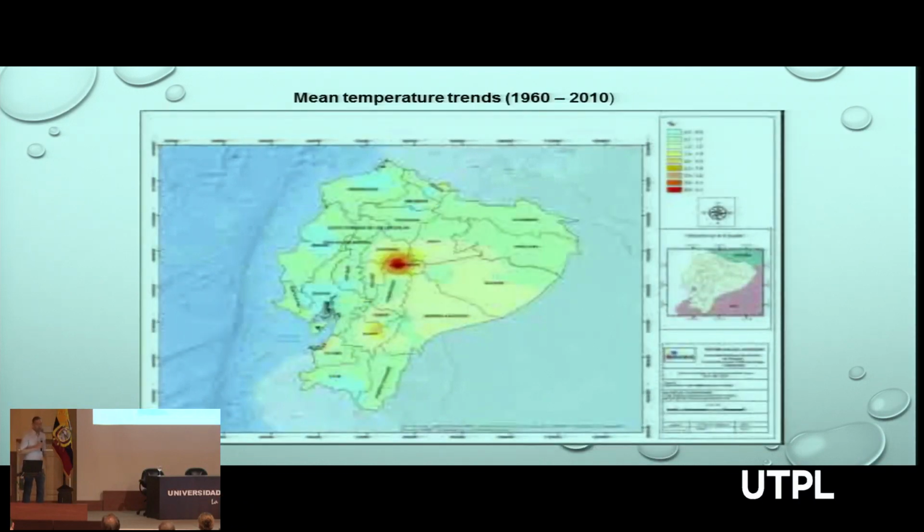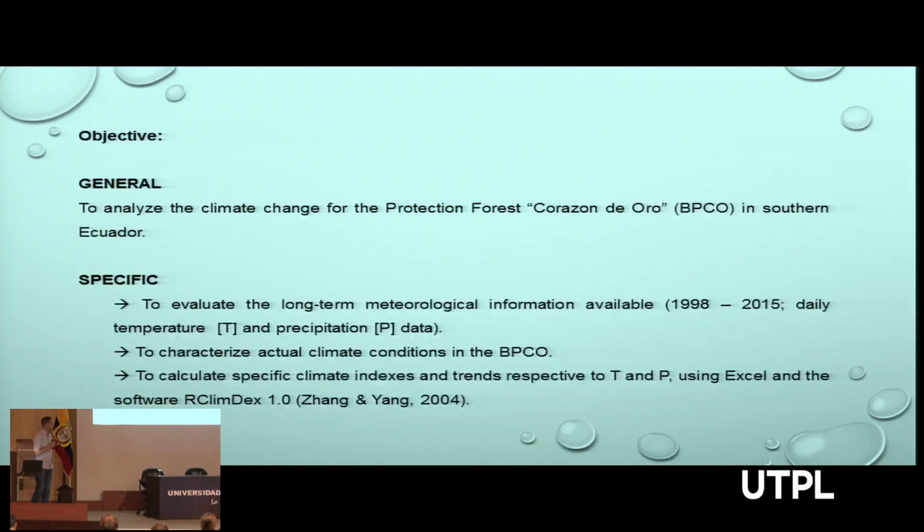Here, the same for the mean temperature, the same resolution. We are doing ecological studies or ecosystem studies at local or regional scale, so this map resolution is not really helpful for our investigations. So we tried to analyze the climate change in the protection forest Corazón de Oro, Bosque Protector Corazón de Oro. These are the letters in Spanish.